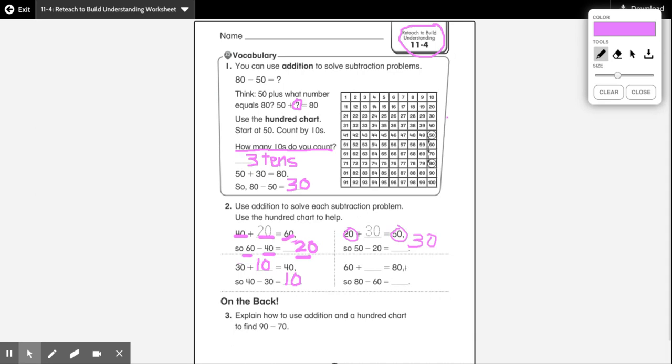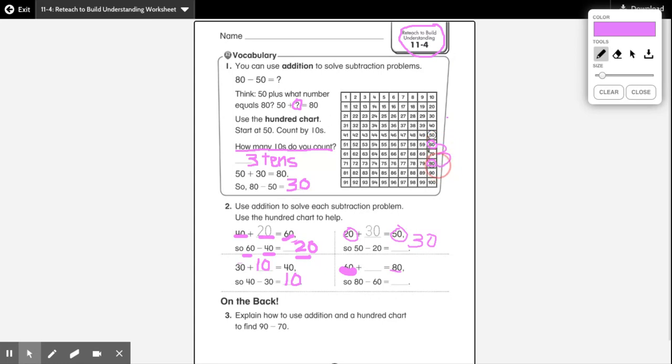Okay, 60 plus blank equals 80. So 80 minus 60 equals blank. So I think at this point, everybody should know what number we're going to start with, and that's 60. And so I'm going to find 60 on the hundreds chart right here. And remember that you are going to stop at 80. That's the sum, my ending point.